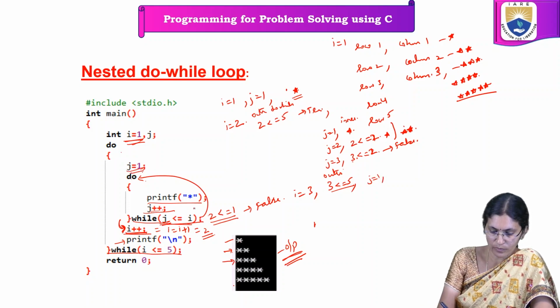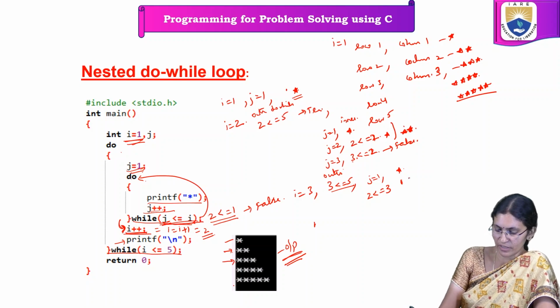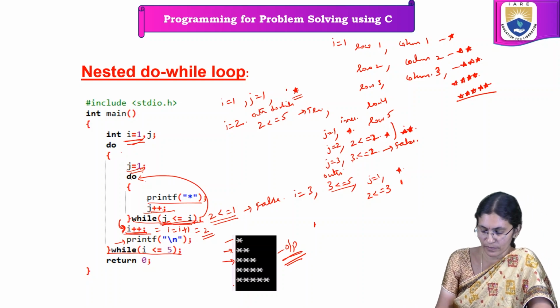So j value is initialized to 1, and 1 star will be printed. Next j is equal to 2. It will check the condition 2 less than or equal to 3. So this condition is true. Again 1 more star will be printed. In this way you will get the output for this one.